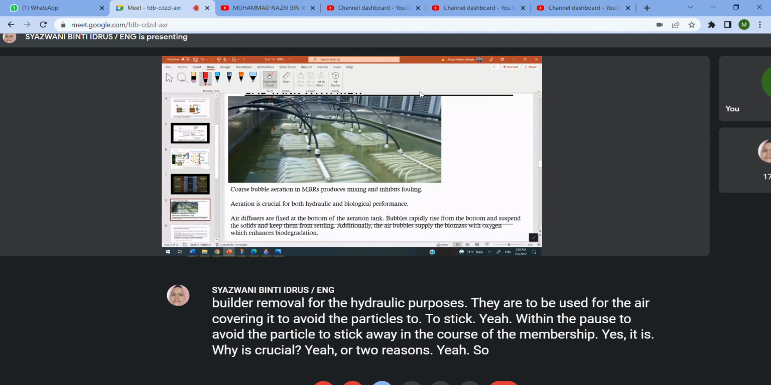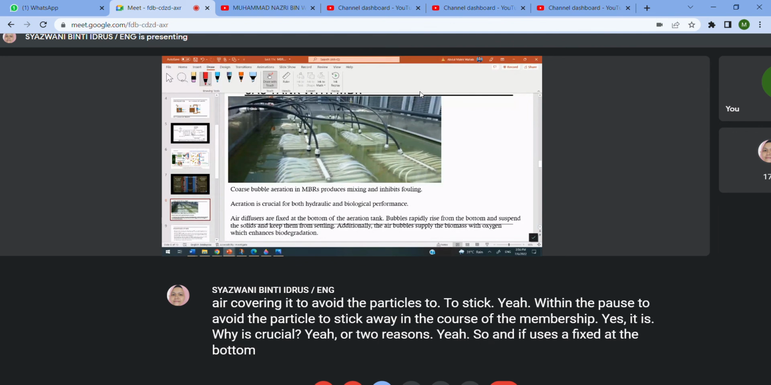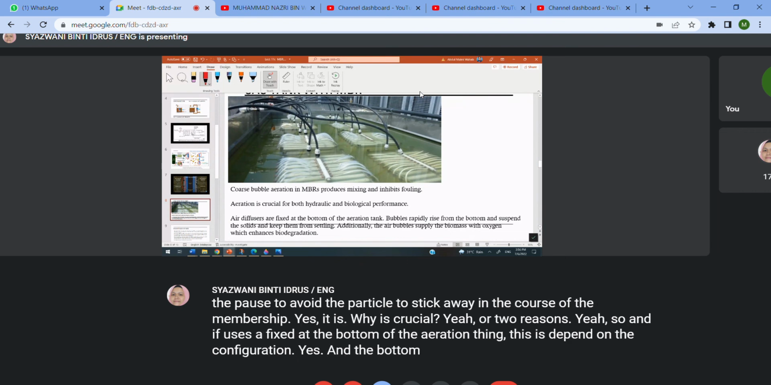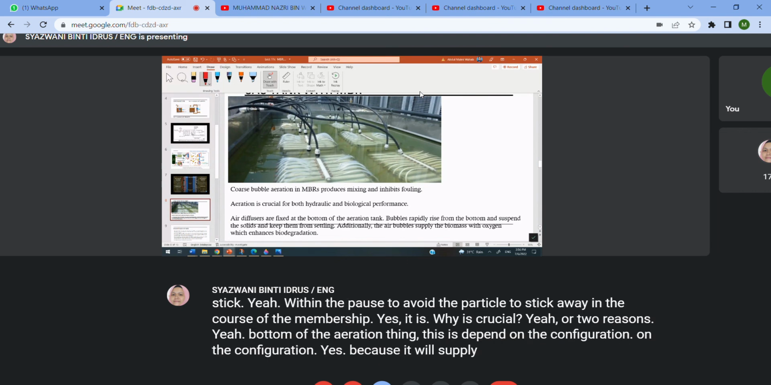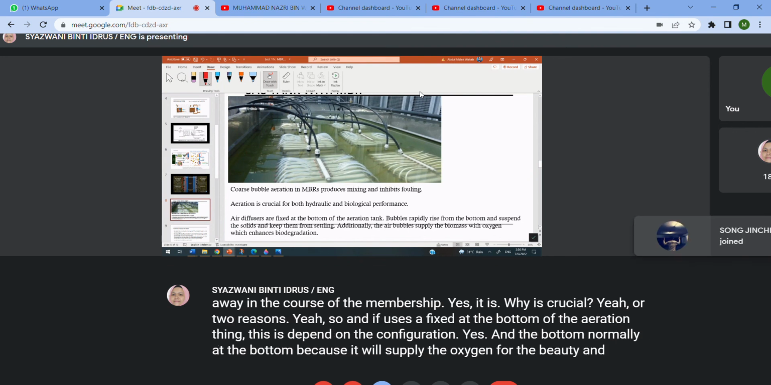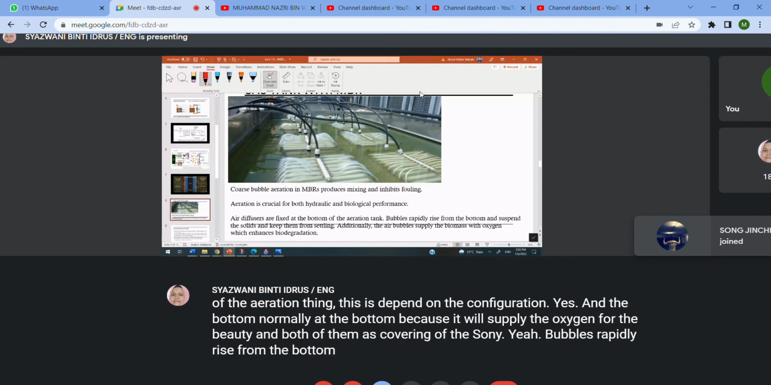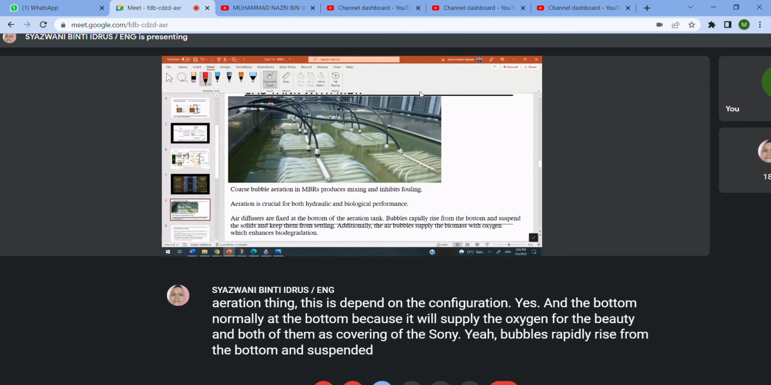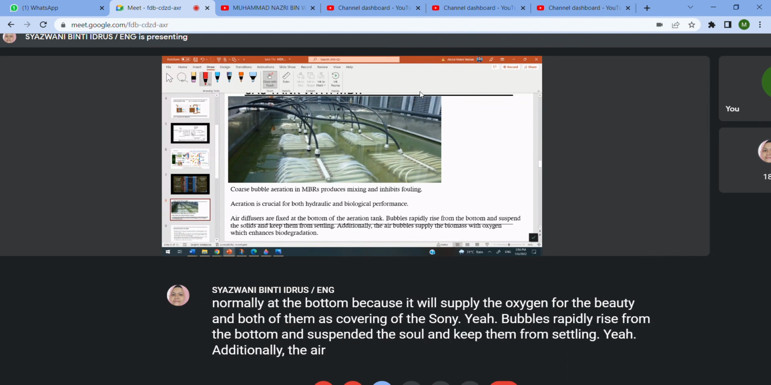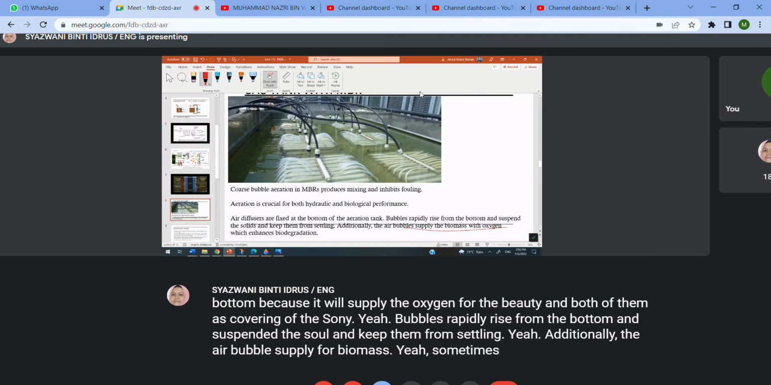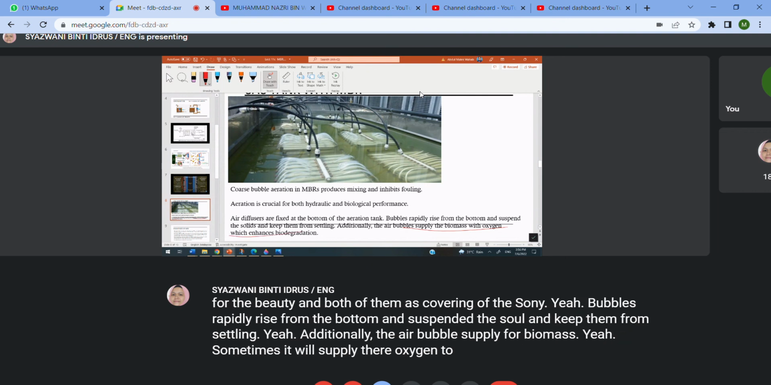Air diffusers are fixed at the bottom of the aeration tank. This depends on the configuration, but normally at the bottom, because it will supply the oxygen for the BOD and also for air scouring of the solid. Bubbles rapidly rise from the bottom and suspend the solid and keep them from settling. Additionally, the air bubbles supply the biomass, and sometimes they supply the oxygen to microorganisms.